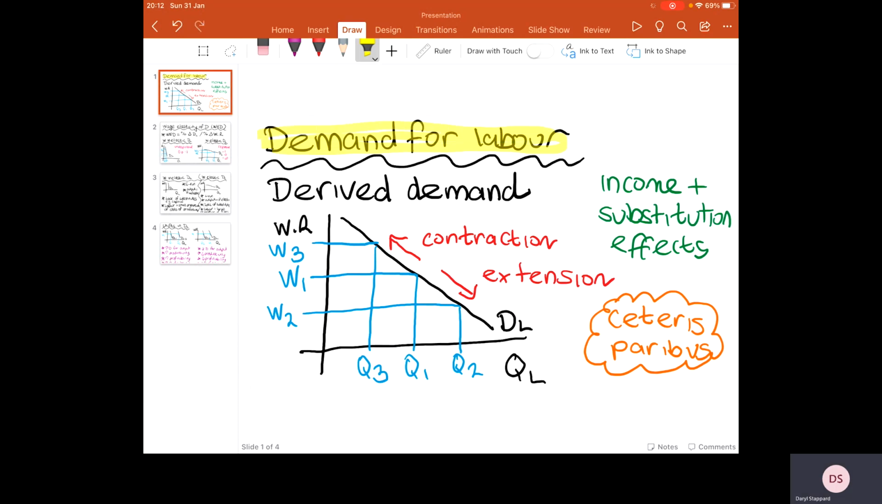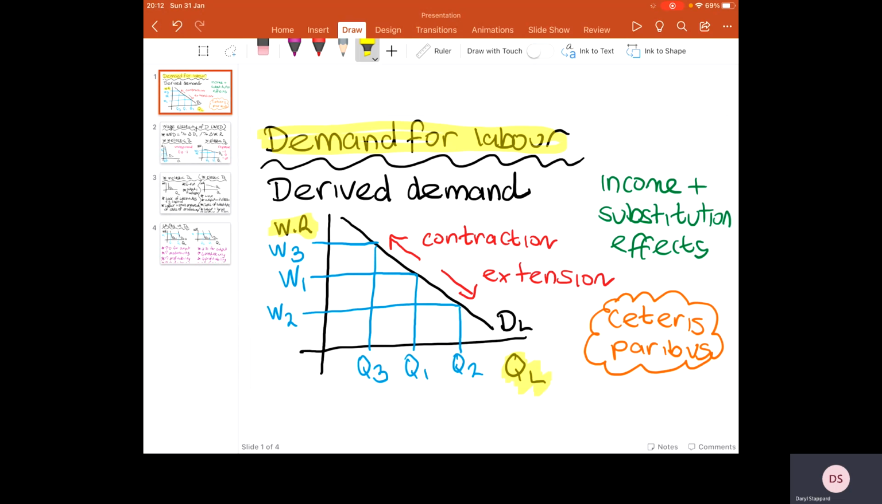Now, what you'll see on the diagram, rather than having price and quantity, we're going to be looking at wage rate and the quantity of labour employed. So wage rate against quantity of labour employed.